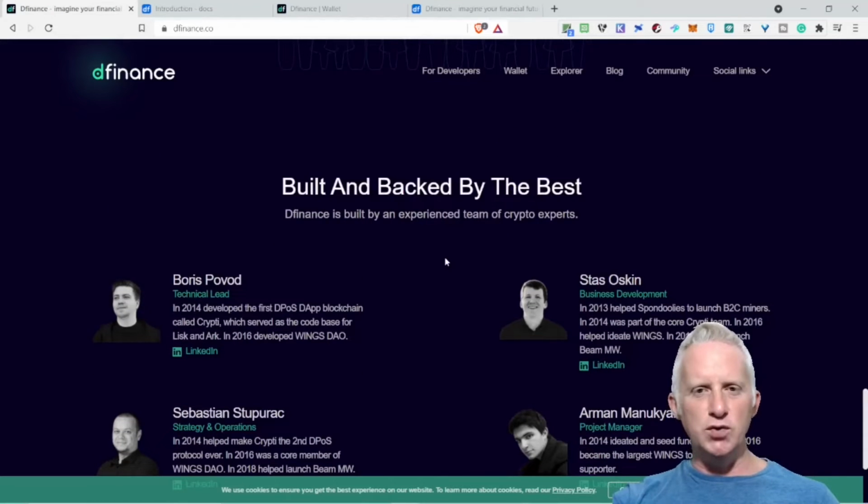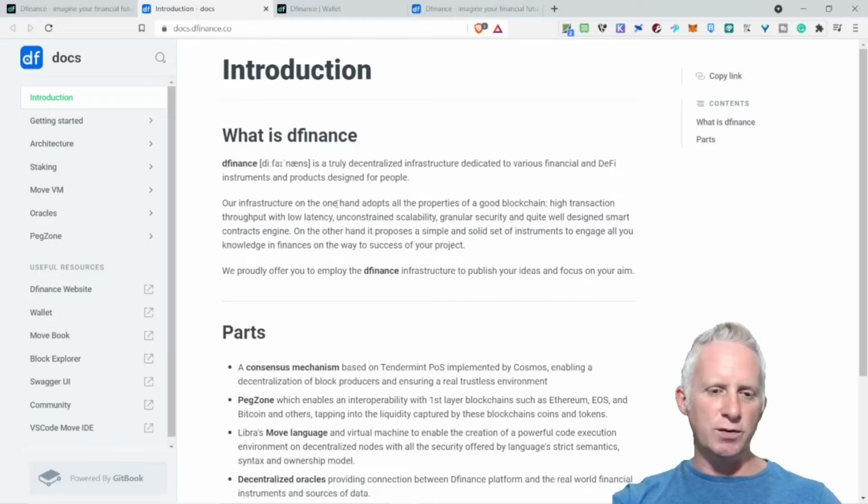So let's go back and jump to another great section about this project: the introduction. I'm just going to read these sections and then cover the rest at a high level. So what is Dfinance at a high level?